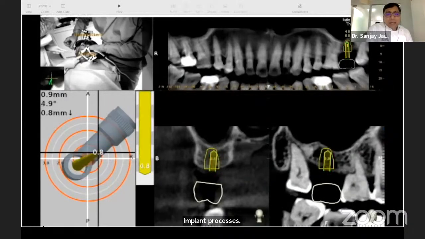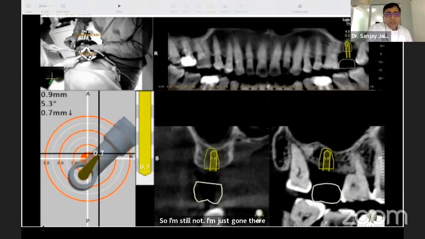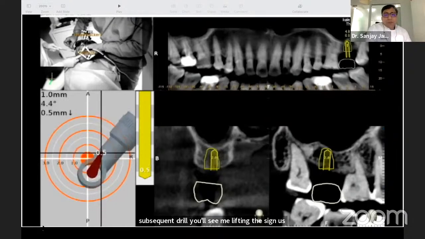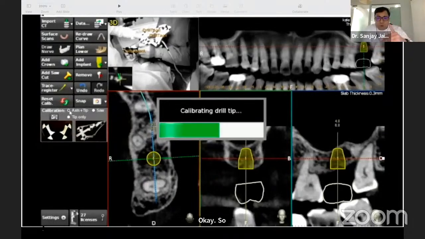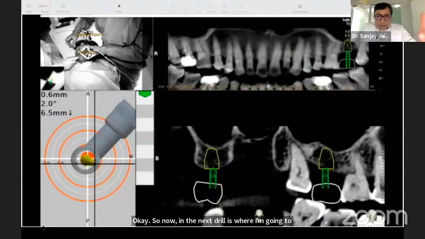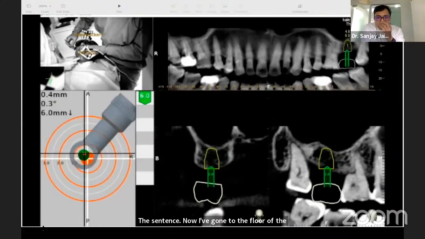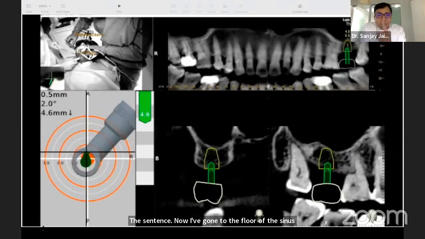So I've just gone there, and in the subsequent drill, you will see me lifting the sinus up. Okay. So now in the next drill is where I'm going to lift the sinus. Now I've gone to the floor of the sinus. And this is the maxillary second molar.